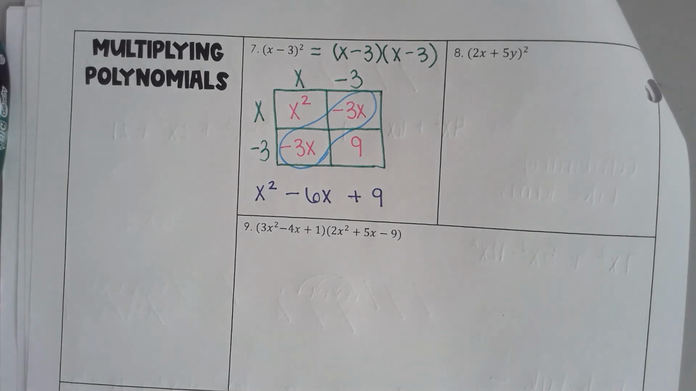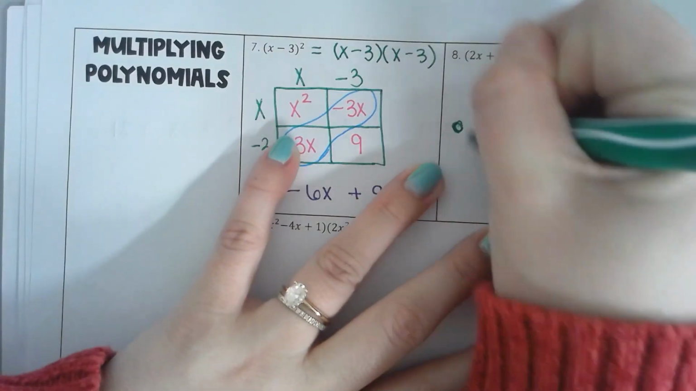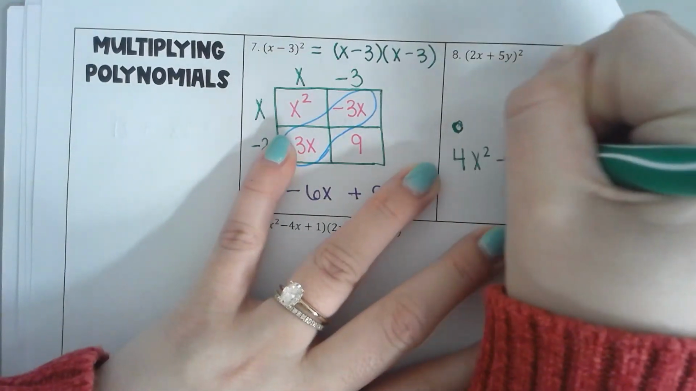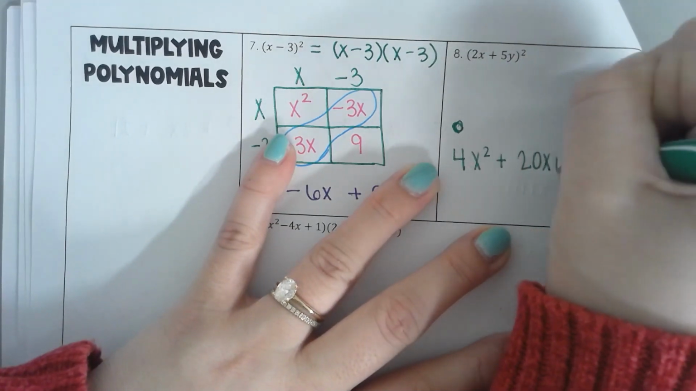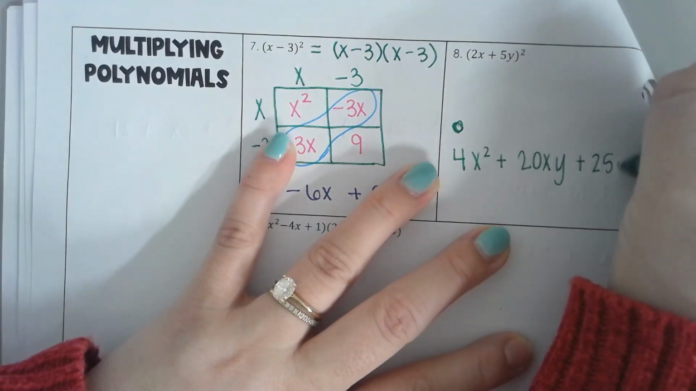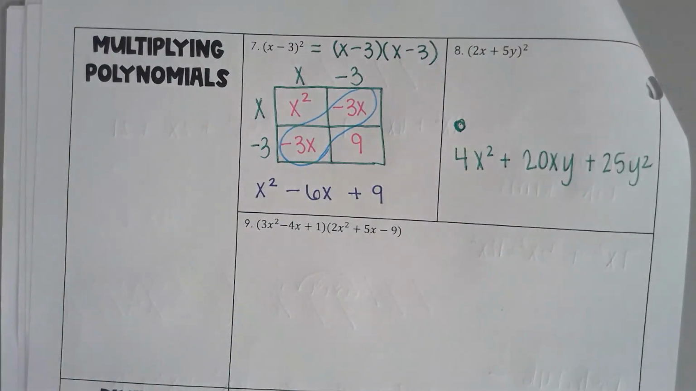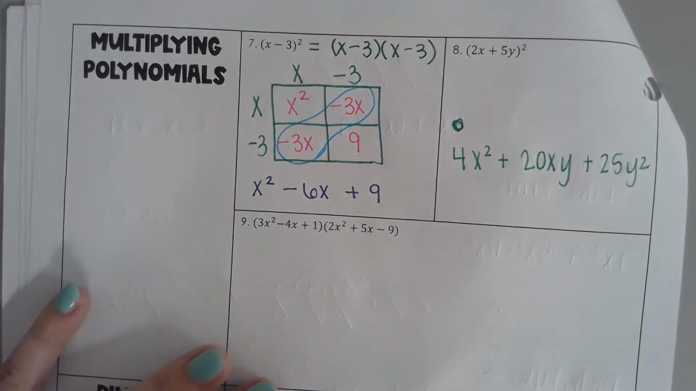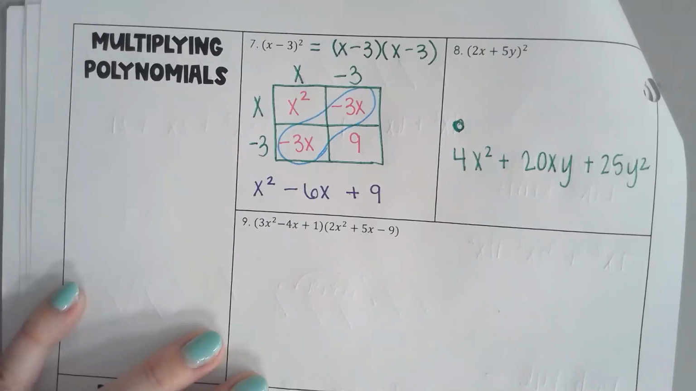Now try number 8. And go ahead and try number 9 while you're at it. For number 8, did you get 4x squared plus 20xy plus 25y squared? Good. And number 9, I can't really do that one in my head. Let me do it out.